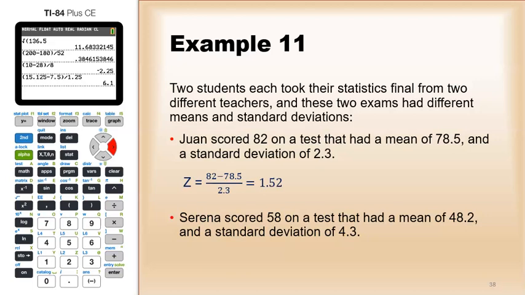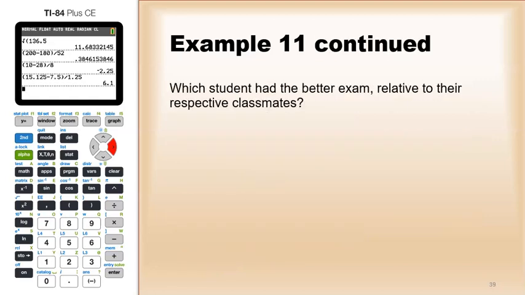His z-score is his value, 82, minus his class average of 78.5, divided by the 2.3 standard deviation. He scored about 1.52 standard deviations above the class average. Serena, on the other hand: 58 minus 40.2, divided by 4.3. Serena was 2.2 standard deviations above her class average. So technically, relative to their class, Serena had the better score. Which student had the better exam relative to their respective classmates? One scored higher, but relative to the rest of the class, Serena was more impressive.